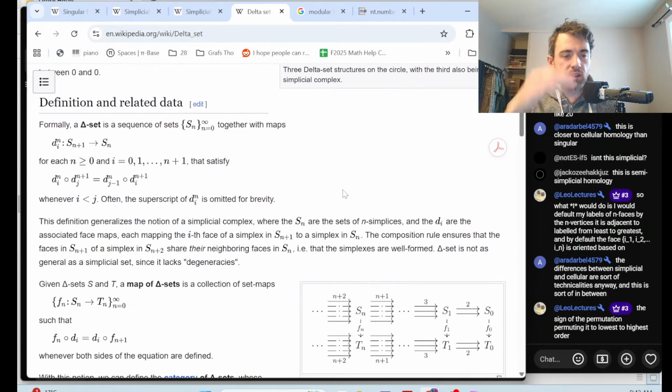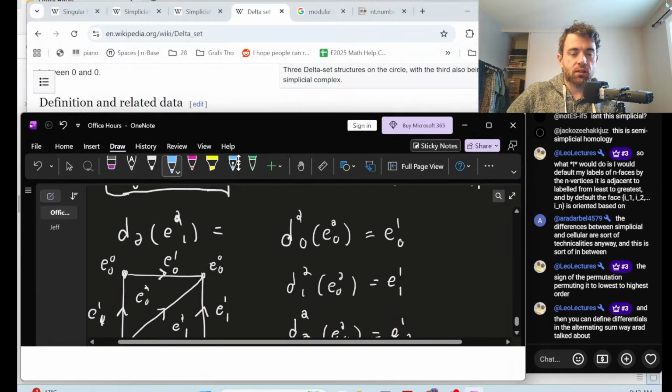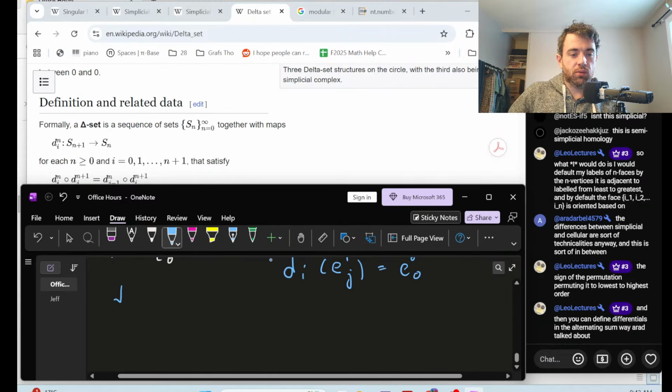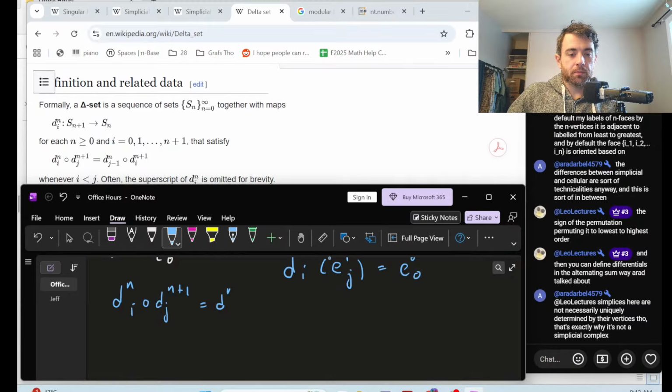right. And we need this composition law. So we need that D. I don't have enough short-term memory to do that. So what do we need? We need D n I composed with D j n plus 1 is equal to D n j minus 1 composed with D n plus 1 I.